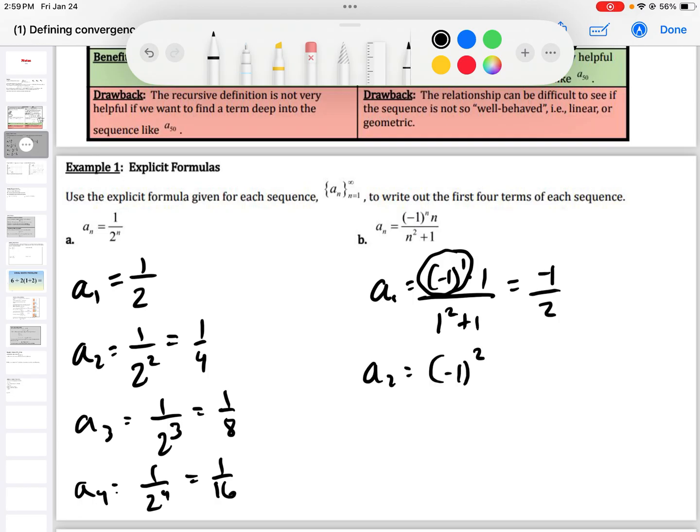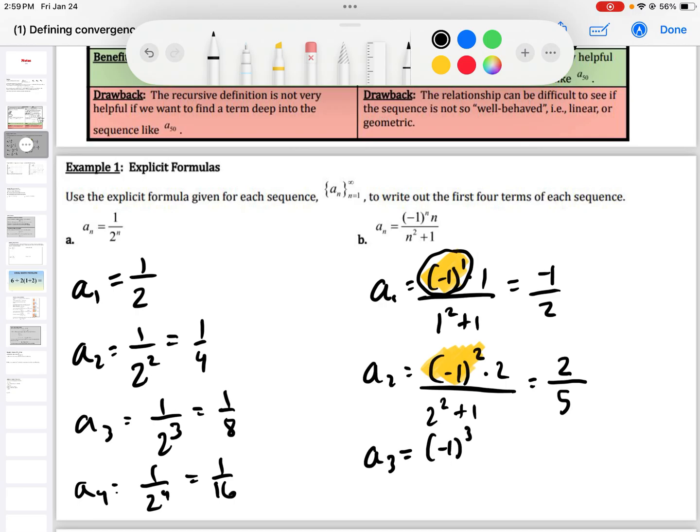Okay, the second term, the exponent is 2 now, times 2 over 2 squared plus 1. All right, so the first one was negative, and it was negative because of that. Okay, this one's going to be positive because negative 1 to an even exponent is positive 1, and 1 times 2 would be 2, over 4 plus 1 is 5.